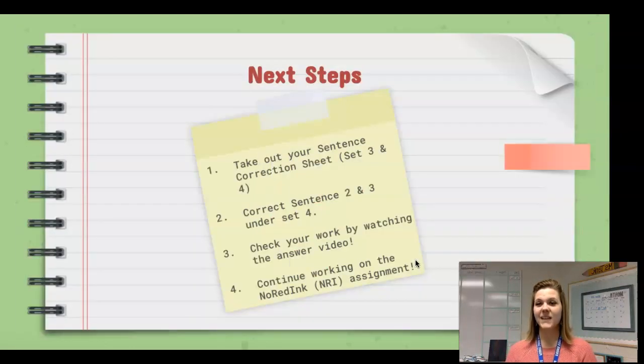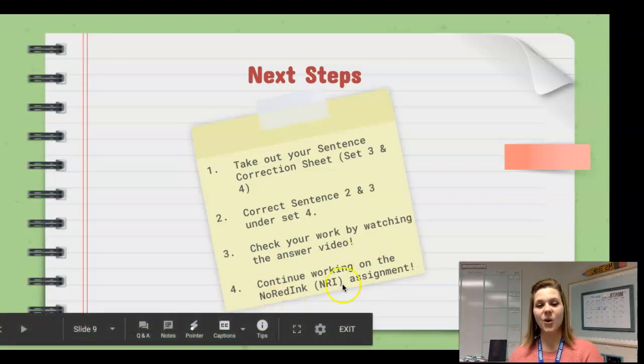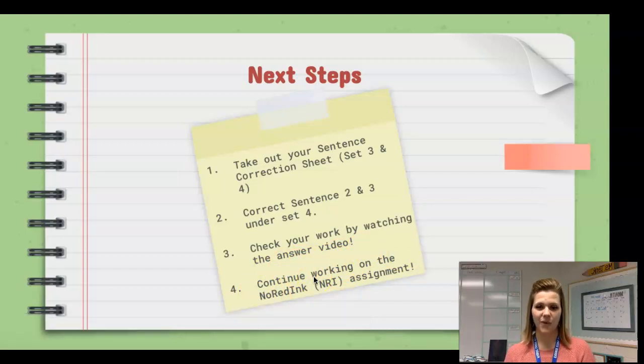For our next steps, I'd like us to apply what we've learned. So I'd like you to take out your sentence correction sheet. Remember, we're working on sentence correction sheet set 3 and 4. I'd like you to correct sentence 2 and 3 under set 4, and then make sure you check your work by watching the answer video. And then, as always, continue working on the no red ink assignment, no red ink set 3 and 4.